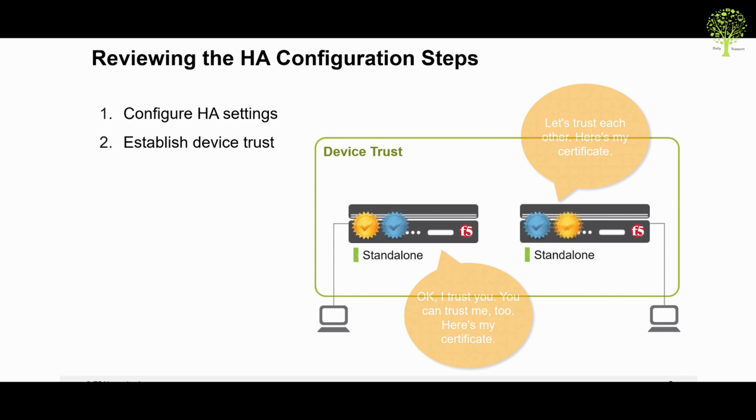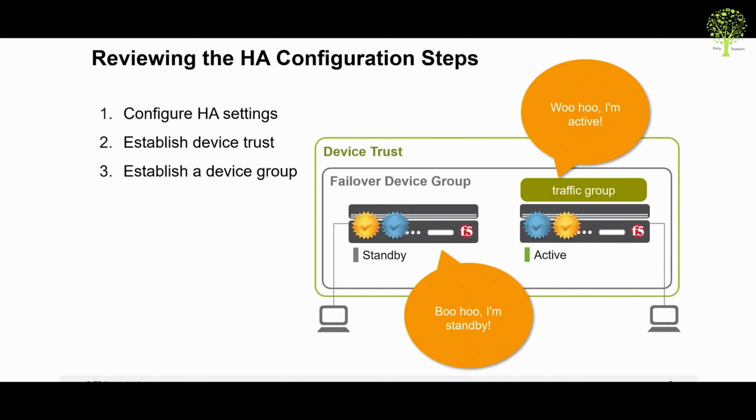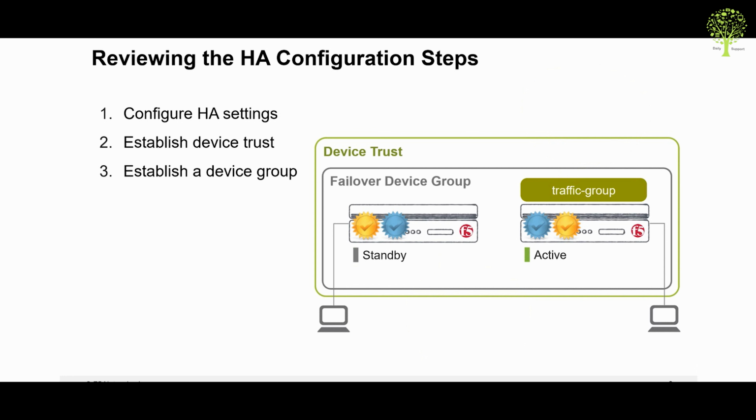With device trust established, you can now create a failover type device group that includes both systems. During this step, one of the two systems will become active for traffic processing, while the other will assume the standby role. After establishing the failover device group, traffic processing configuration data, such as virtual servers and addresses, pools, monitors, and profiles, needs to be synchronized between the two systems.